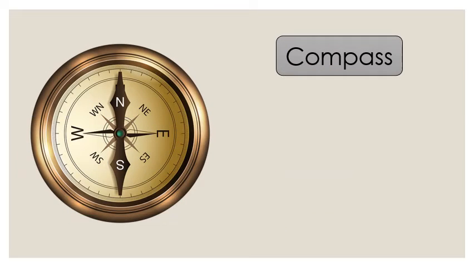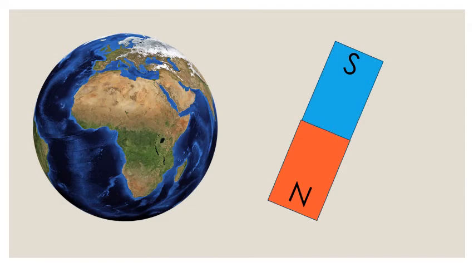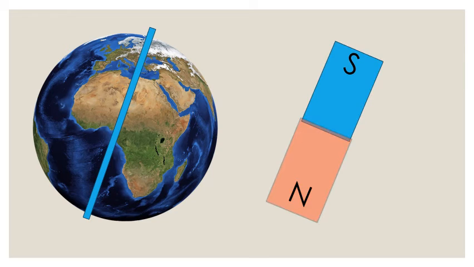A compass has a needle, which is a tiny magnet with two poles. The north pole in the compass points in the north direction. This is because there is an iron at the centre of Earth which acts like a gigantic magnet, with two magnetic poles, south and north. They act the same way a magnet does, by repelling and attracting different objects.